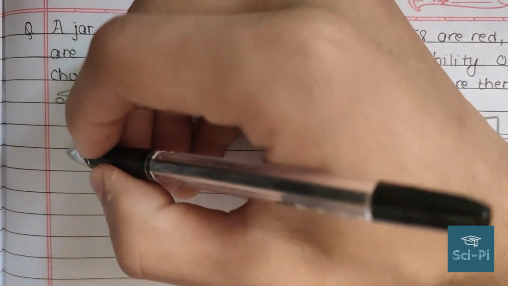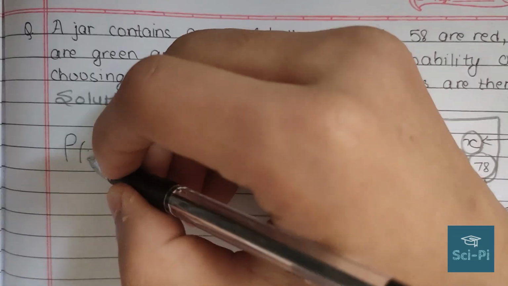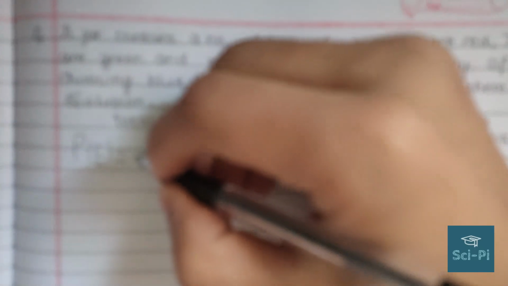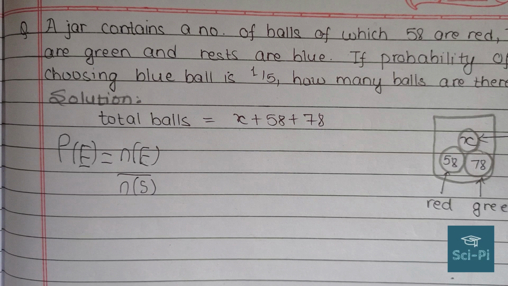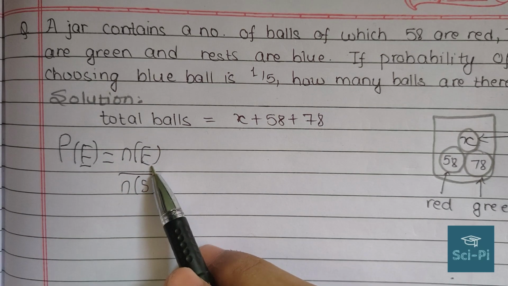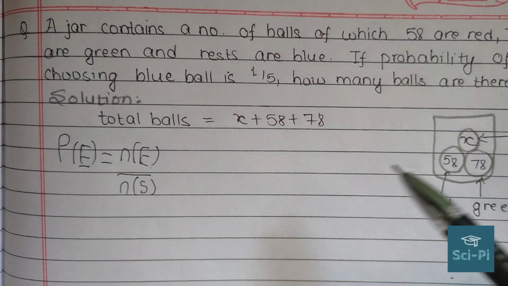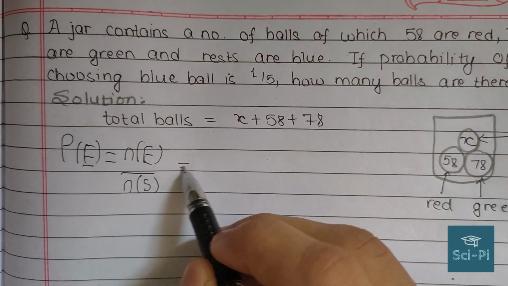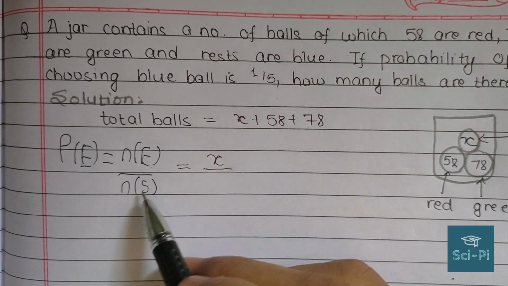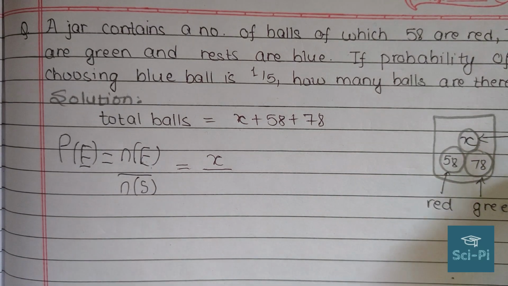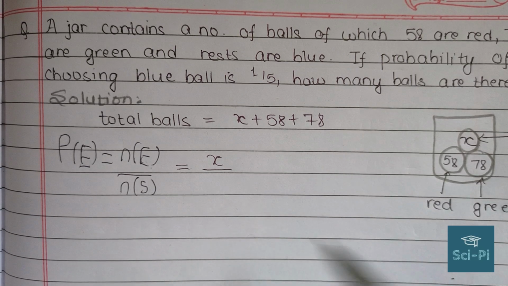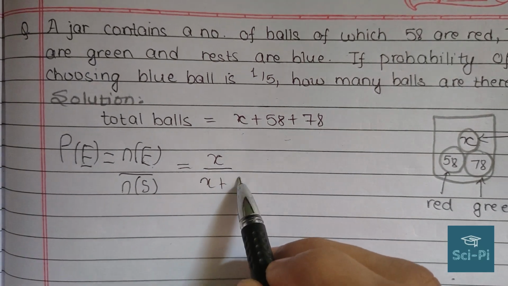For that, we need to know that the probability of any event happening is equal to the number of favorable cases of that event divided by the number of sample spaces. So in this particular question, the number of favorable events of picking blue balls is the total number of blue balls contained within the jar, which is X, and the number of sample spaces is the total number of balls present within the jar, which we've already found out, which is X plus 58 plus 78. So let's write that down.